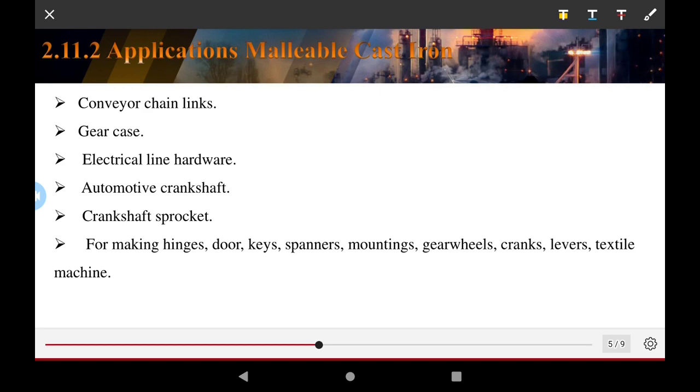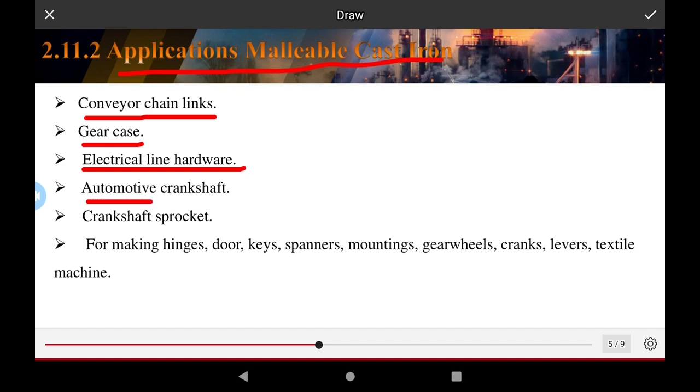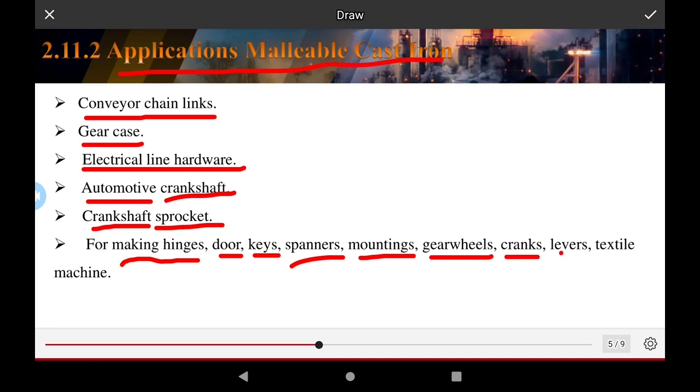Application of malleable cast iron. Conveyor chain links are used in the manufacturing industry. Gear cages, electric line hardware, and automotive crankshafts are made of malleable cast iron. Cast iron is also used in crankshaft sprockets. Other applications are: machine parts, door keys, spanners, mountings, gear wheels, cranks, levers, textile machines.